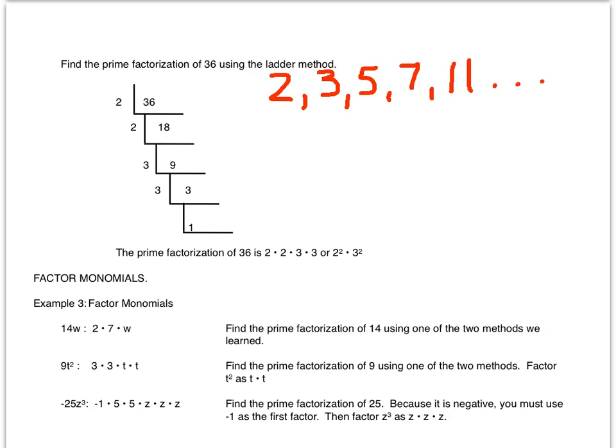Now notice I didn't start with 2 because once we've taken the 2 out of the answers, then nothing's going to be divisible by 2. So 3 is divisible by 3. 3 divided by 3 is 1.